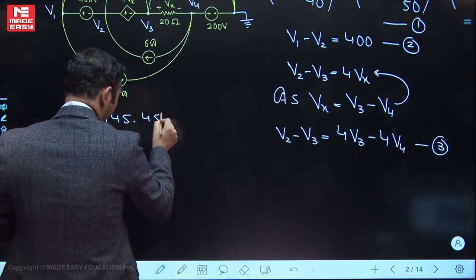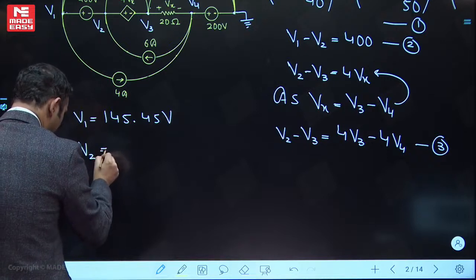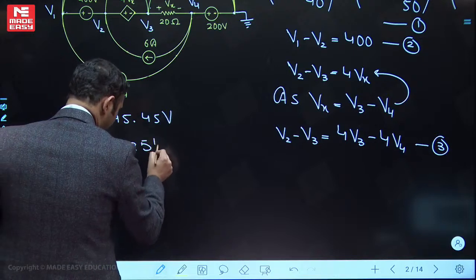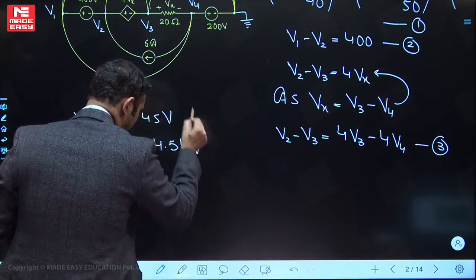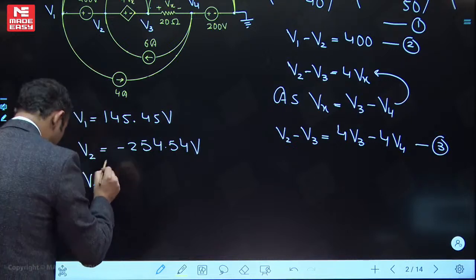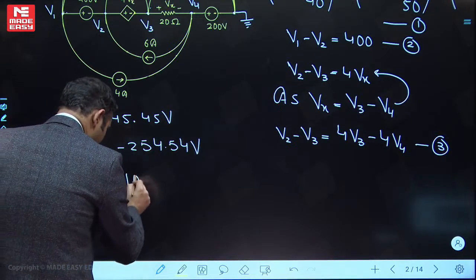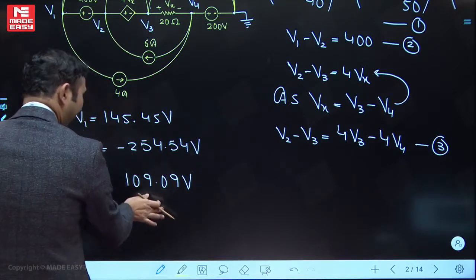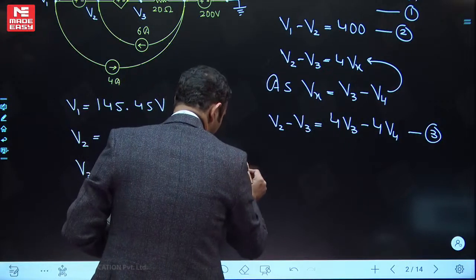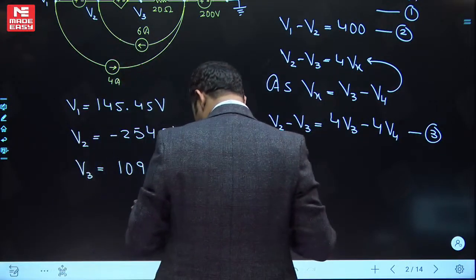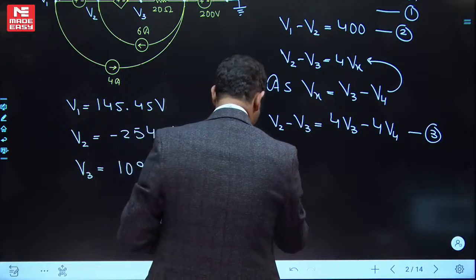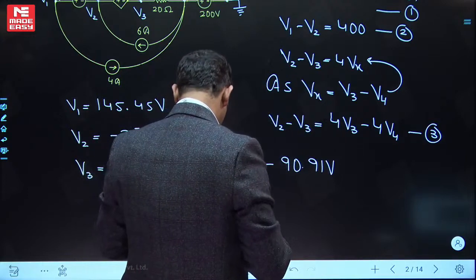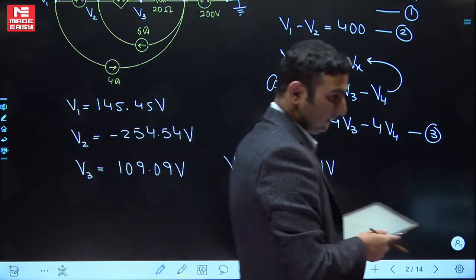145.45. V2 you will get as minus 254.54 volt. This is just for you, so that when you solve, you can check your calculation. V3 is 109.09 volts. And Vx finally is V3 minus V4, you substitute the value of V3 and V4 is 200, so it will be minus 90.91 volts. This is the answer that you will be getting.